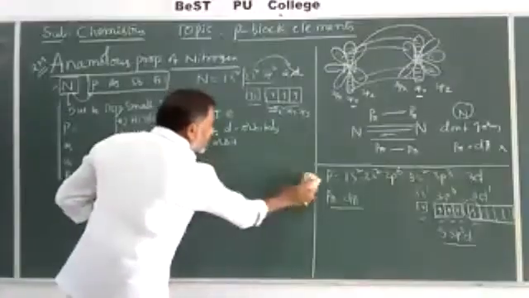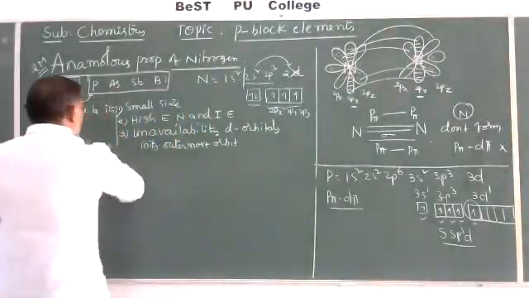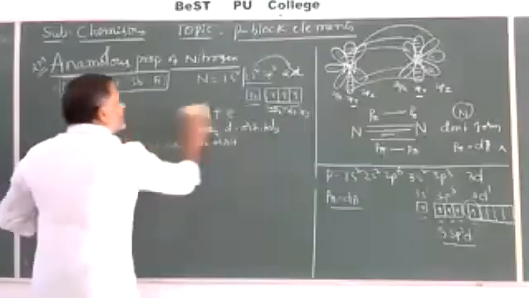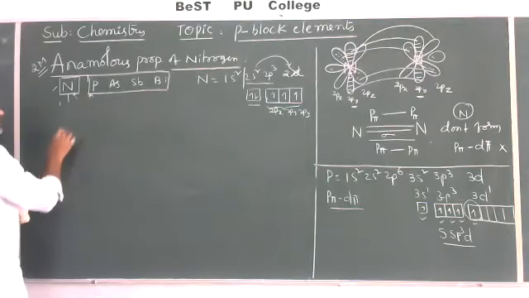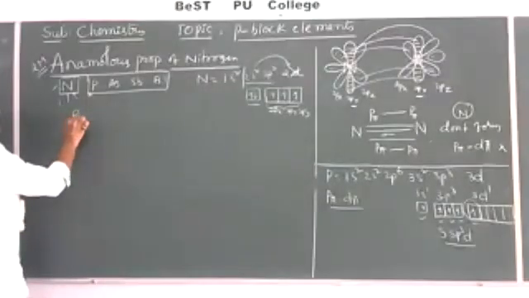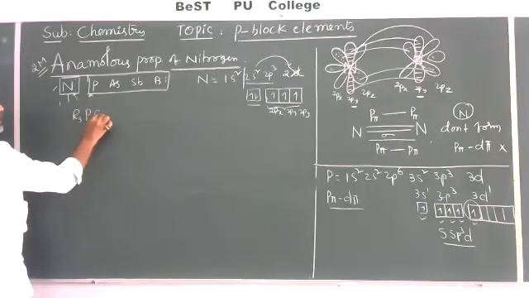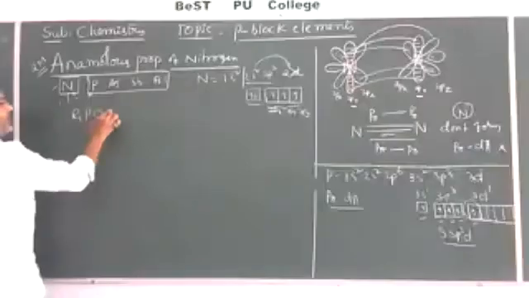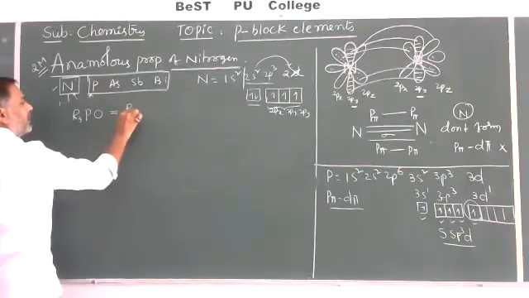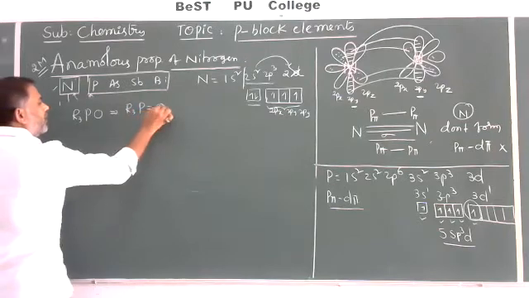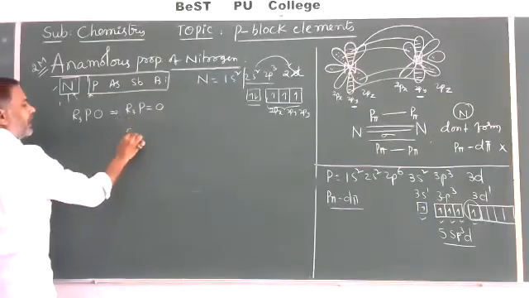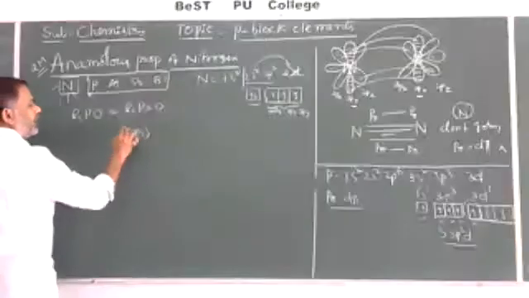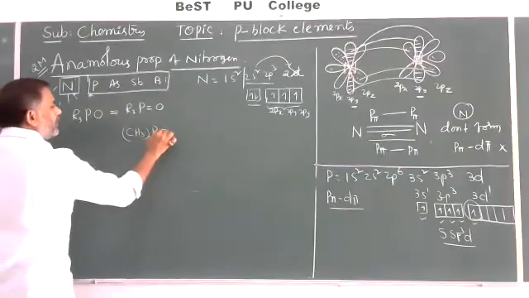How it is involved, I'll explain. Just listen with one example. For phosphorus, we can take R3PO, like this. We can write it as R3P double bond O. Here R3 means an alkyl group, that is CH3 taken thrice.